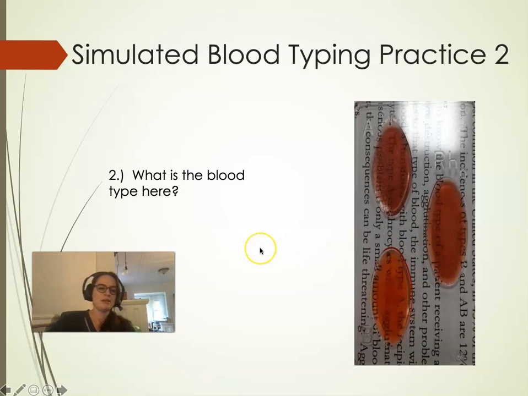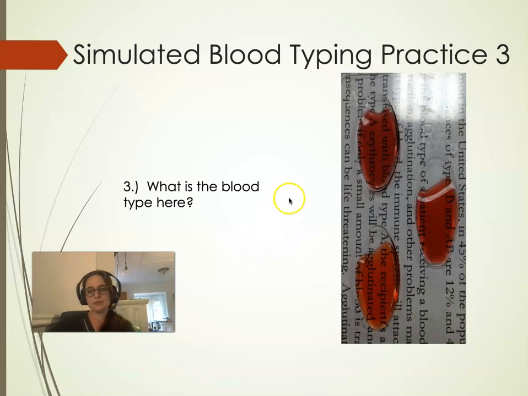Yeah, that's blurry. So this is going to be AB positive. In this well, I don't see, this is perfectly clear, this is perfectly clear, this is perfectly clear. So we don't have A, we don't have B, we don't have positive, therefore we have O negative.